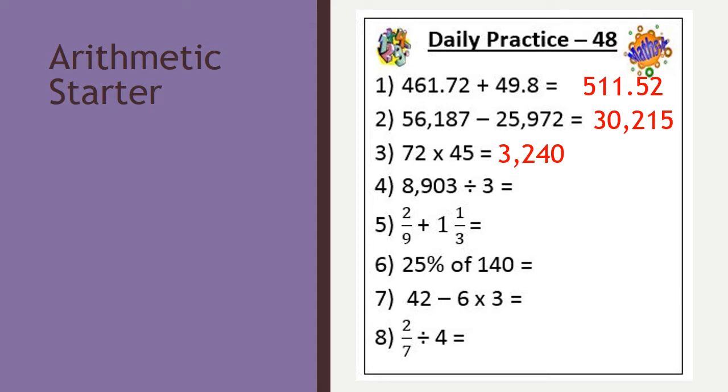72 times 45 equals 3,240. So you had to remember when you multiplied, if you used the written method on your second row, you had to make sure that you had your 0 at the start there. You put a 0 there to start with because we're multiplying the tens.